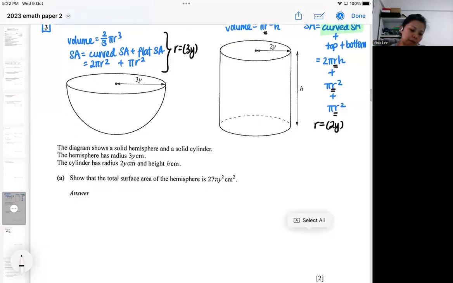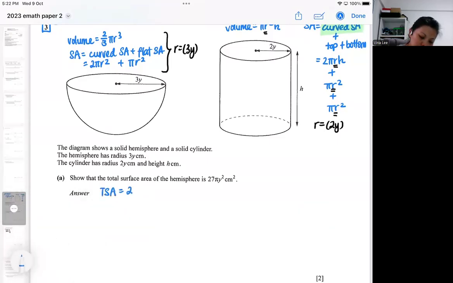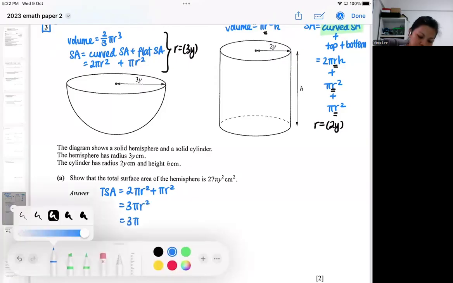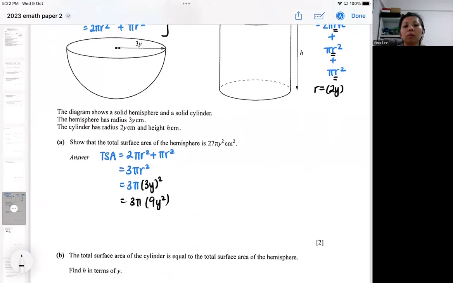Okay. Then the first part, total surface area of a hemisphere. We have the curved and we have the flat one that gave us 3 pi r squared, and we can put in the radius. When you put in the radius, please be careful. Remember to square the number and square the algebra. Some students don't get the 27 because they never square the 3 to get 9. So that's how you get the 27 pi y squared.